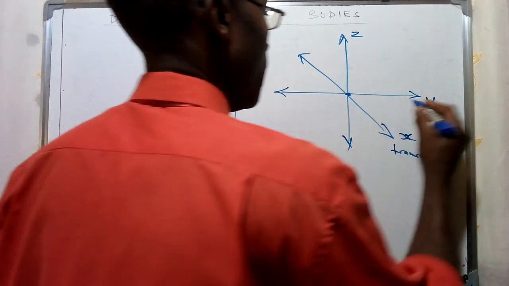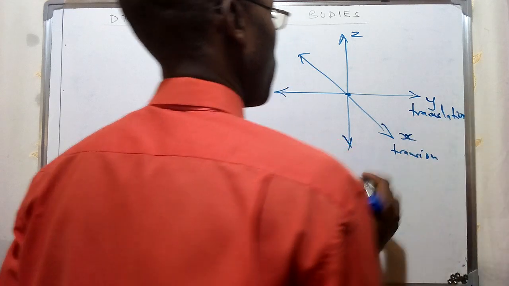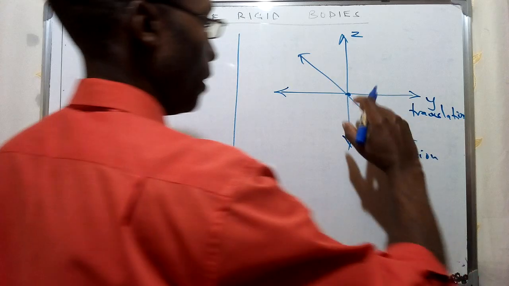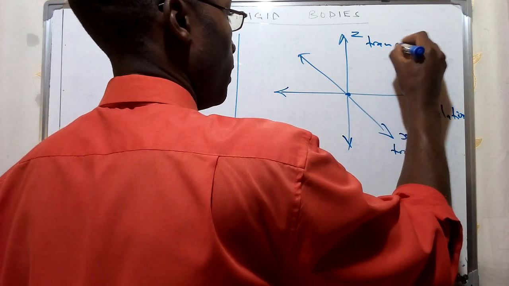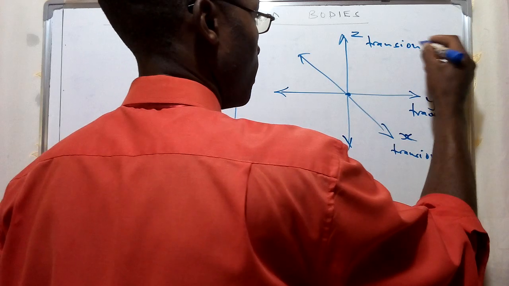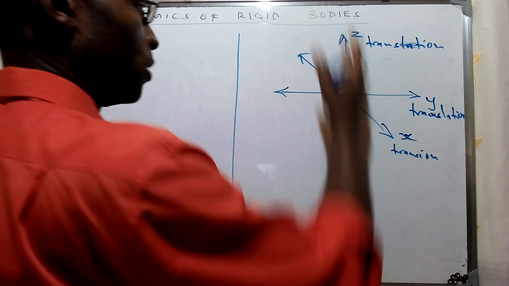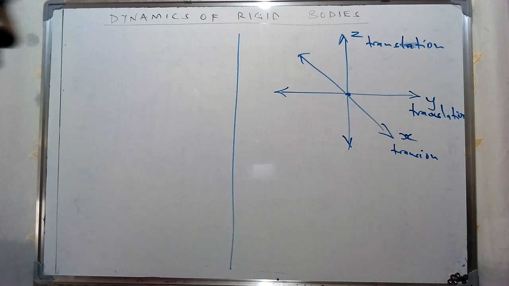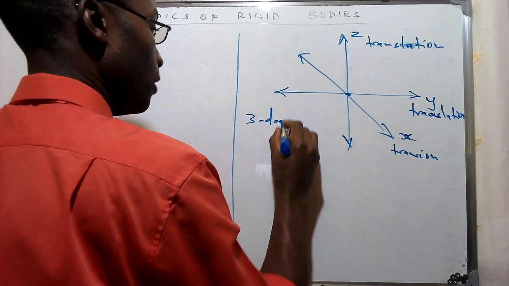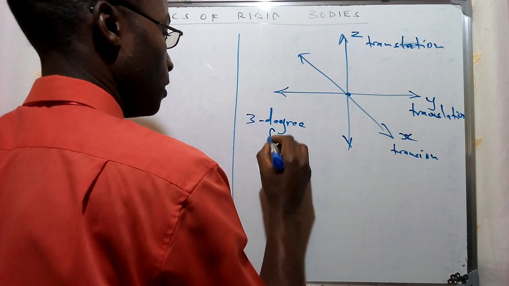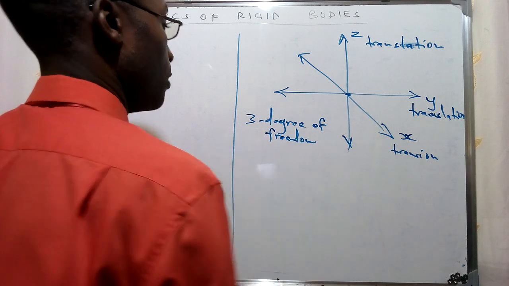given as such. And then we're going to have a y translation, which means a particle can translate either in the positive y or negative y direction. And that's also going to be the case for the z axis. So we are also going to have a translation in a positive or negative z direction. So in this case, these are going to constitute 3 degrees of freedom of this specific particle.